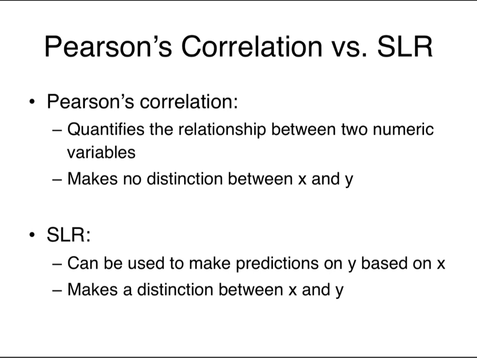So just to summarize, Pearson's correlation quantifies the relationship between two numeric variables and makes no distinction between x and y, whereas simple linear regression can be used to make predictions on y based on x and makes a distinction between x and y. So we use x to explain or predict y with simple linear regression.